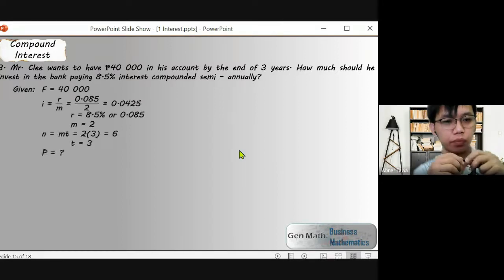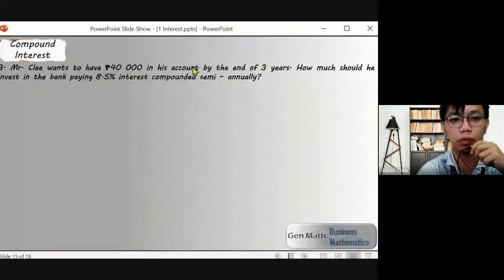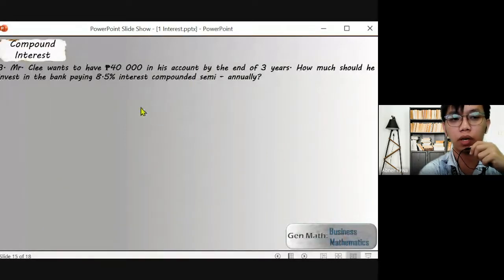Okay, thank you. So we have here the third example. Thank you for reading. So we need to understand again here, and then we're going to identify the given. So Mr. Klee wants to have 40,000. So gusto niya magkaroon ng 40,000. Mas maganda pag we have here an English written problem, mas maganda kung ita-translate natin to our mother tongue para mas maintindihan natin yung problem. So gustong magkaroon ni Mr. Klee ng 40,000 pesos at the end of 3 years. So ang tanong is magkano ang kanyang dapat i-invest ngayon, kung yung bangko is nag-offer ng 8.5 interest compounded semi-annually.